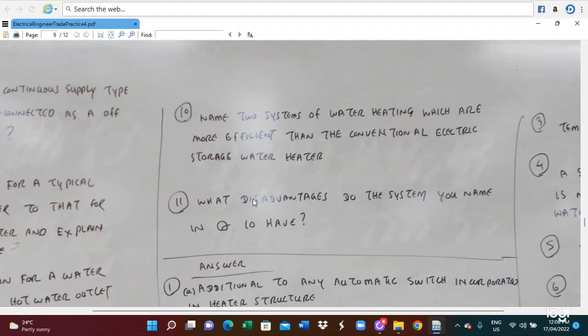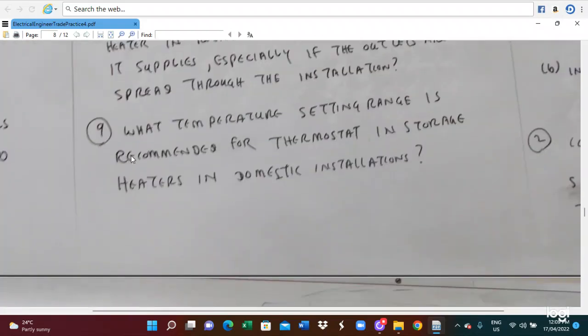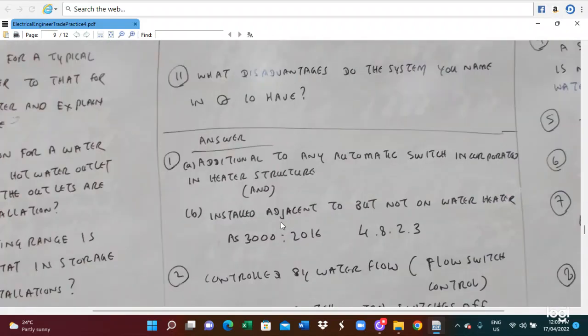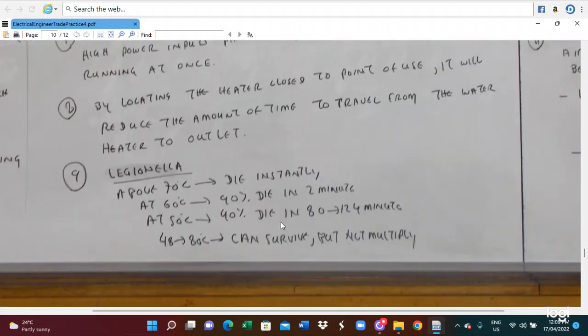And question number 9: What temperature setting range is recommended for the thermostat in the storage heater in a domestic installation? Answer number 9: at about 70 degrees centigrade, bacteria can die instantly. At 60 degrees centigrade, 90% die in 2 minutes, and at 50 degrees centigrade, 40% die in 8 to 124 minutes. At 48 to 80 they can survive but cannot multiply. So this is how to control the bacteria with temperature.